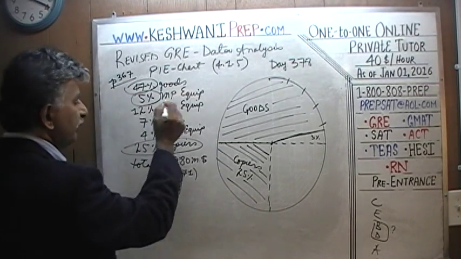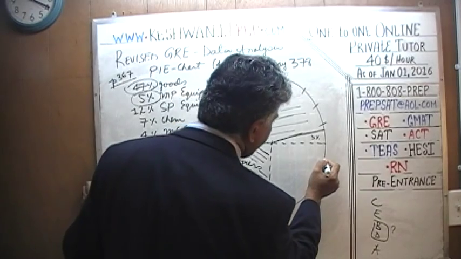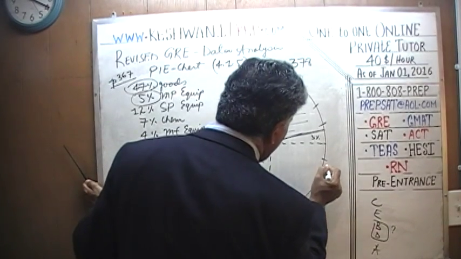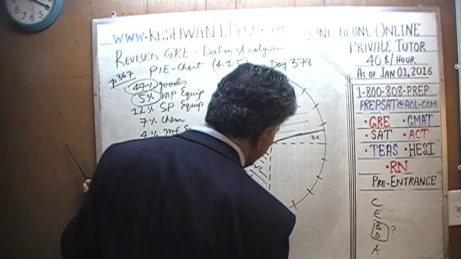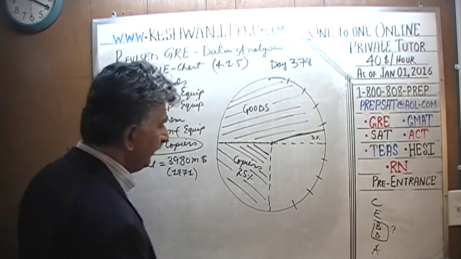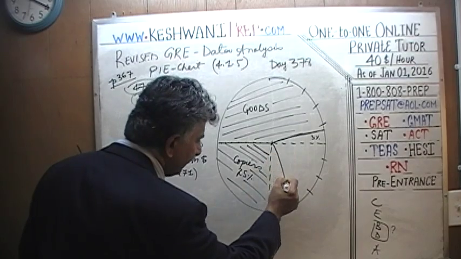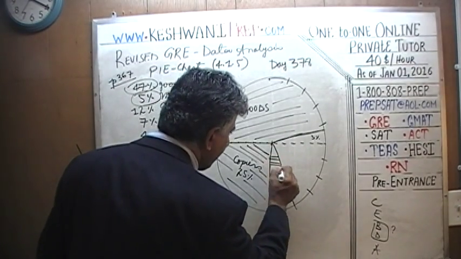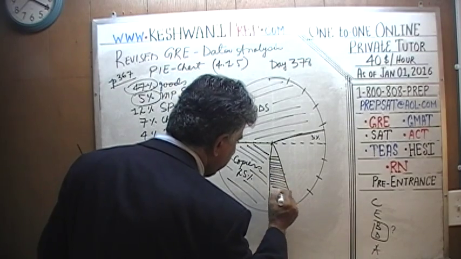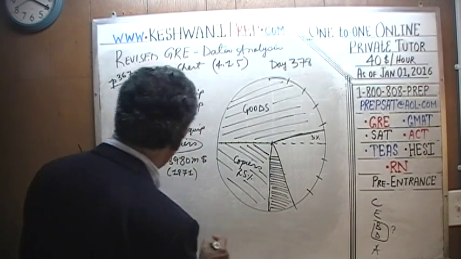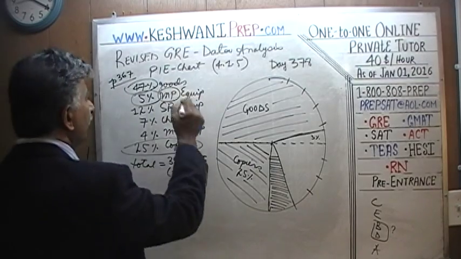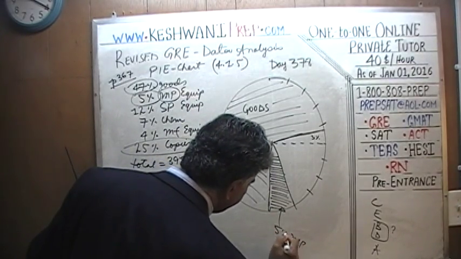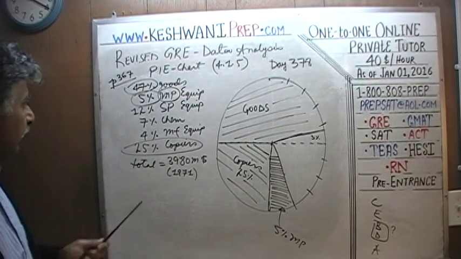Let's do 5% now, which is MP. So 5% is very straightforward. Break it up into 5 equal parts and then you're done. 1, 2, 3, 4, and 5. As you can see, 5% is going to be this slice right here. And that slice right there that we just did here is our MP equipment. 5% MP. You understand? Let's carry on.